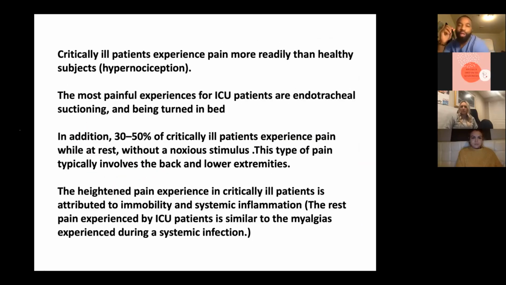Critically ill patients experience pain more readily than healthy subjects. Hypernociception. The most painful experiences for ICU patients are endotracheal suctioning and being turned in bed. In addition, 30 to 50% of critically ill patients experience pain while at rest without noxious stimuli. This type of pain typically involves the back and lower extremities. The heightened pain experienced in critically ill patients is attributed to immobility and systemic inflammation. The rest pain experienced by ICU patients is similar to the myalgias experienced during a systemic infection.